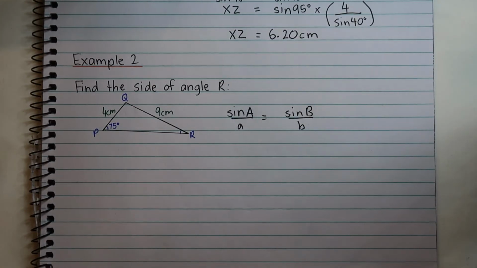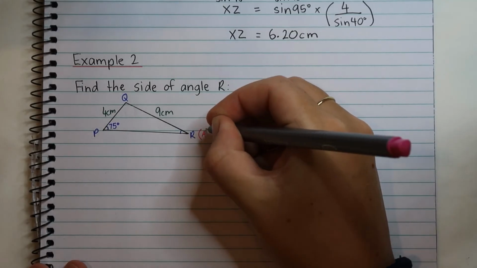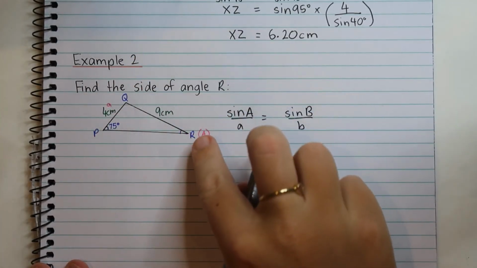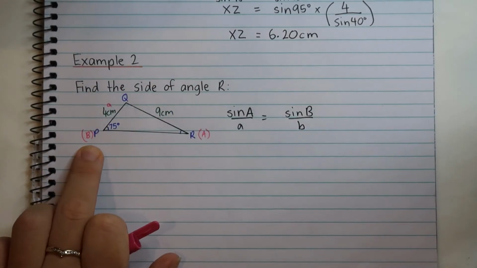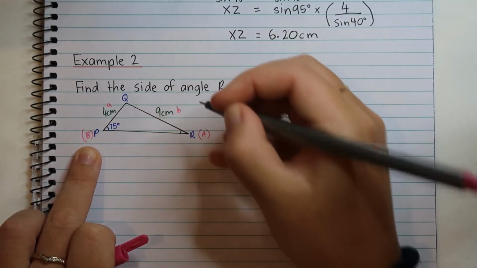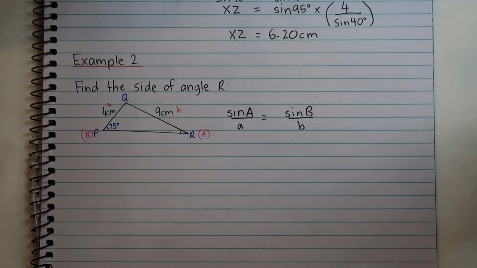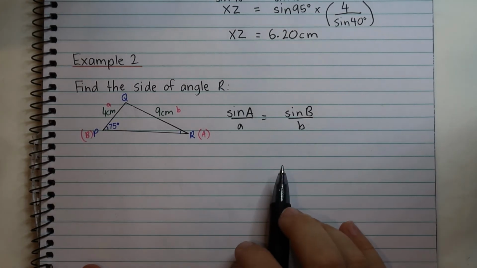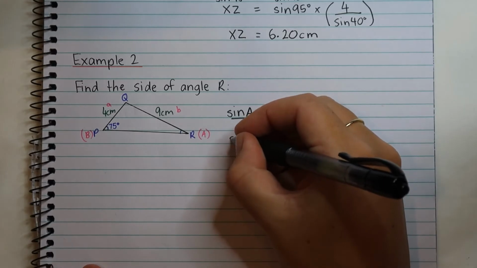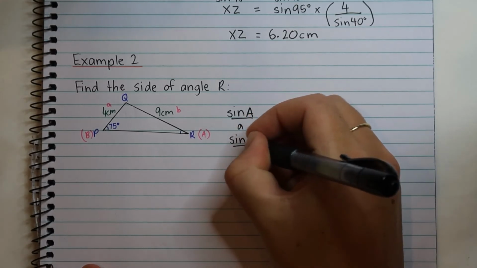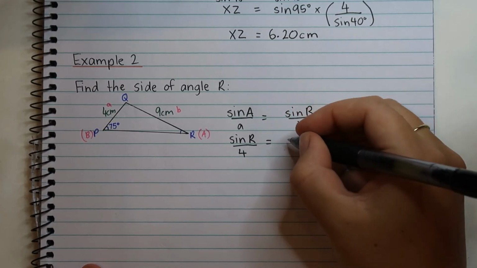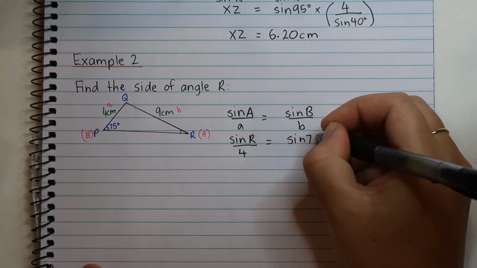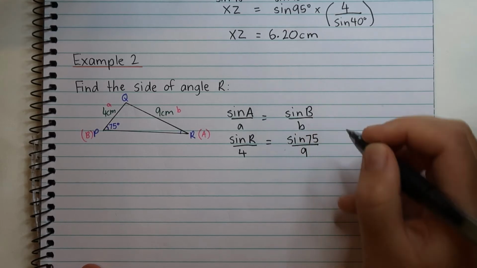So let's label what we've got. So we're going to say that this is A, therefore this is going to be little a because it's the opposite side. And let's say that this is capital B, so this side is going to be lowercase b. So let's sub in our values into our formula. So sine R over 4 centimeters is equal to sine 75 over 9.